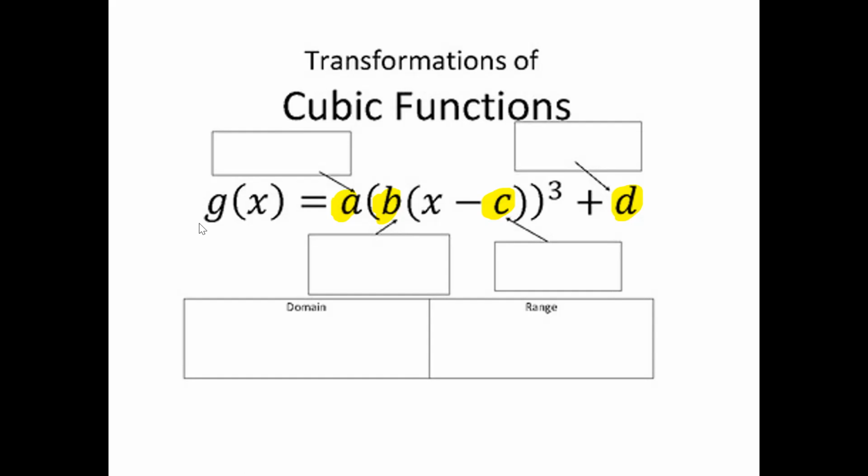Okay, so let's start off with D. For the D, if it's a positive D, that means your graph is going up. And if it's a negative D, that means that number of units, your graph is going down.